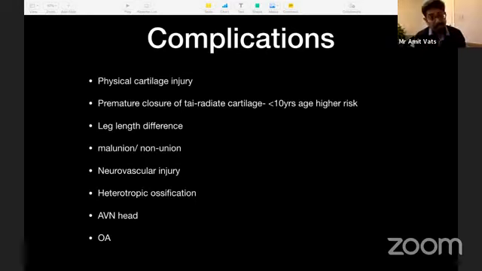Leg length discrepancy can occur. Malunion, non-union and nerve injury can also occur. Either it can be primarily as a result of the injury, especially if it is involving the sacroiliac joint, or it can be secondarily as a result of a surgical intervention. Heterotopic ossification, avascular necrosis of the head, and also osteoarthritis are long-term sequelae of injuries involving the acetabulum.